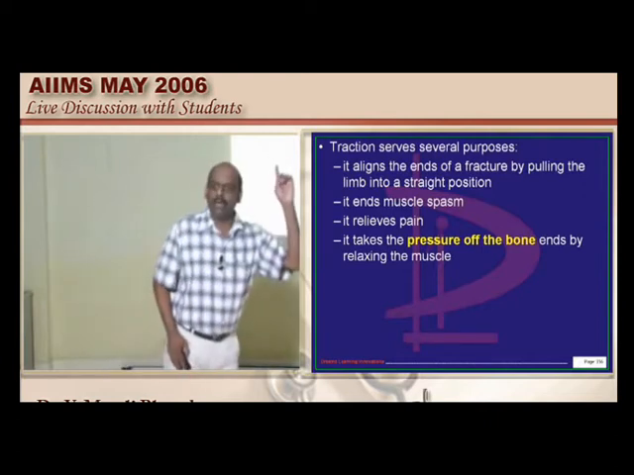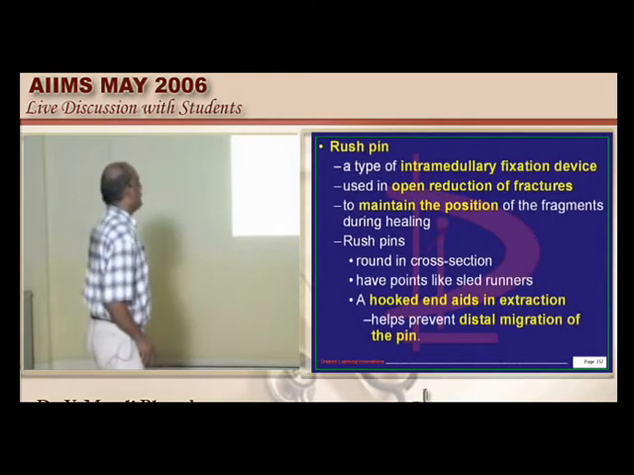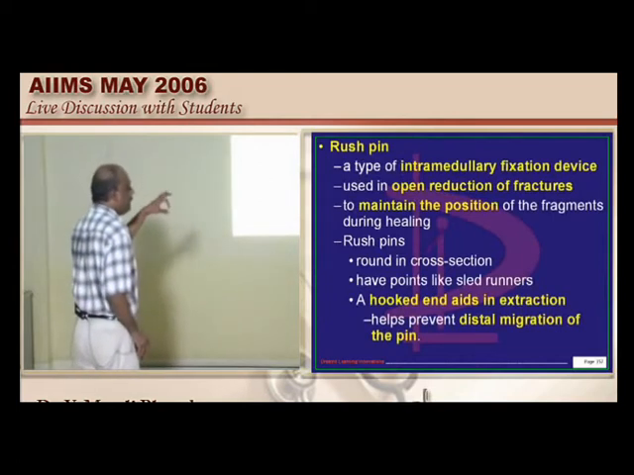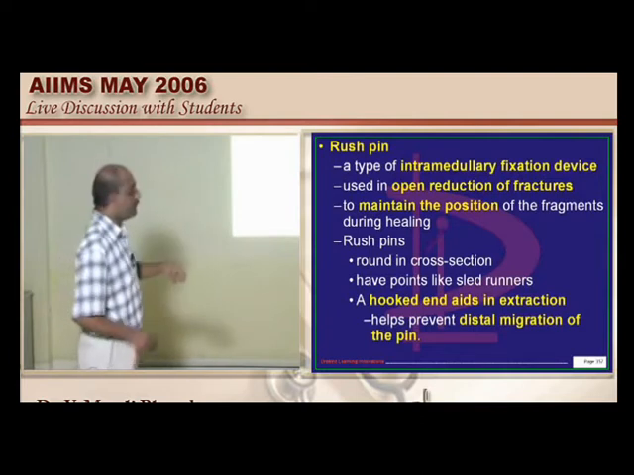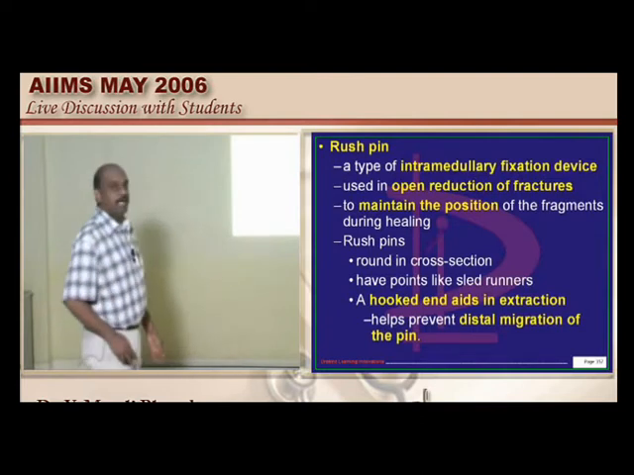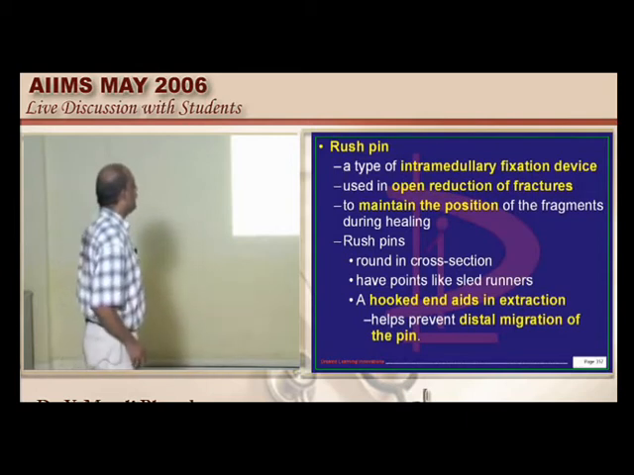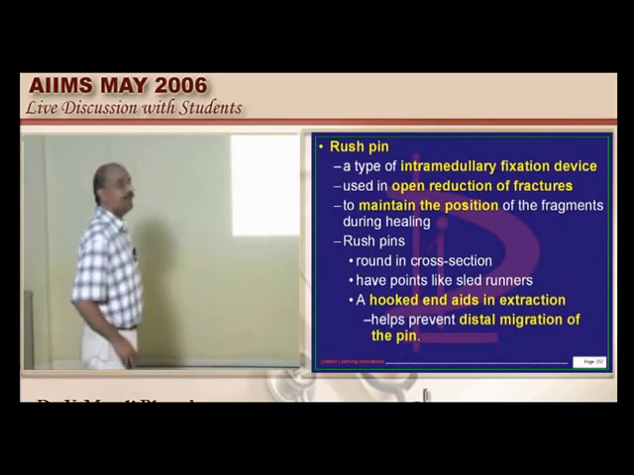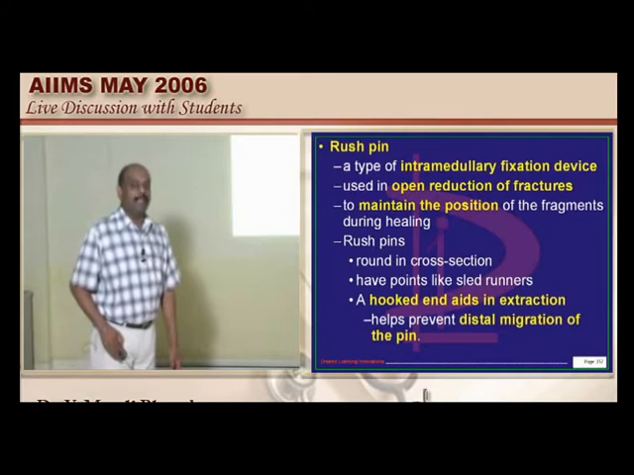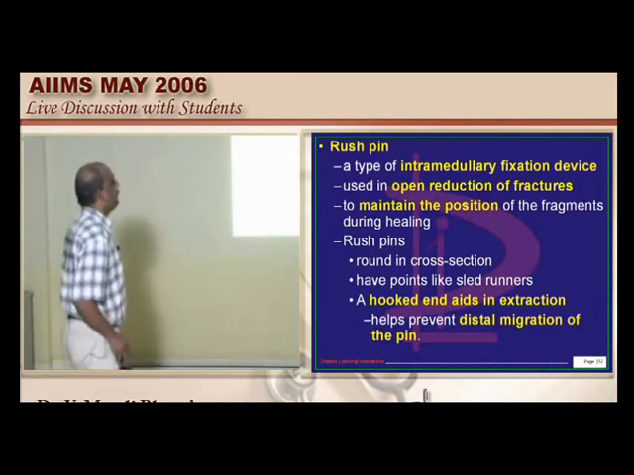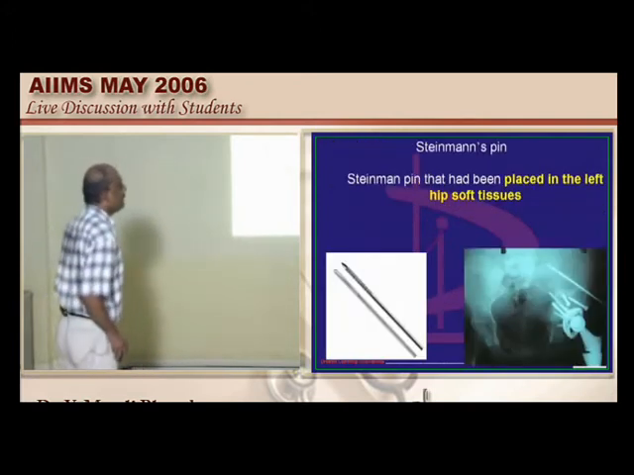In this, the odd man out is the rush pin. What is a rush pin basically? It's an intramedullary fixation device which is used in the case of open reduction of the fractures in order to maintain the position of the fragments to promote the healing. So rush pins are not the ones that are used for the traction; the intramedullary pins is what needs to be remembered. Then what is the Steinmann's pin?